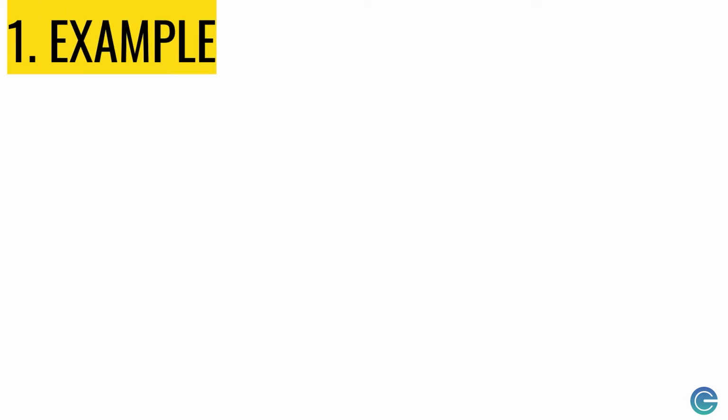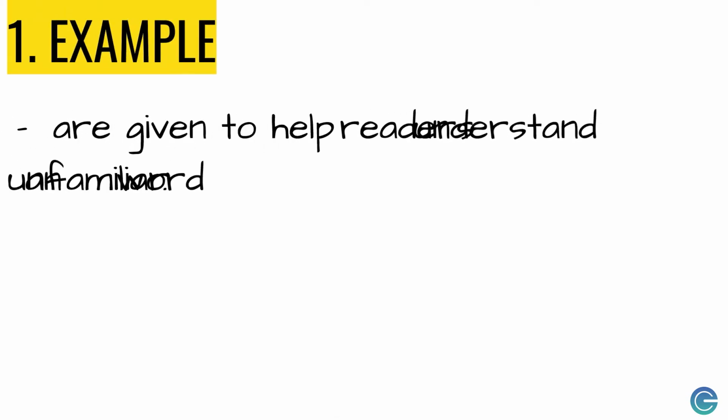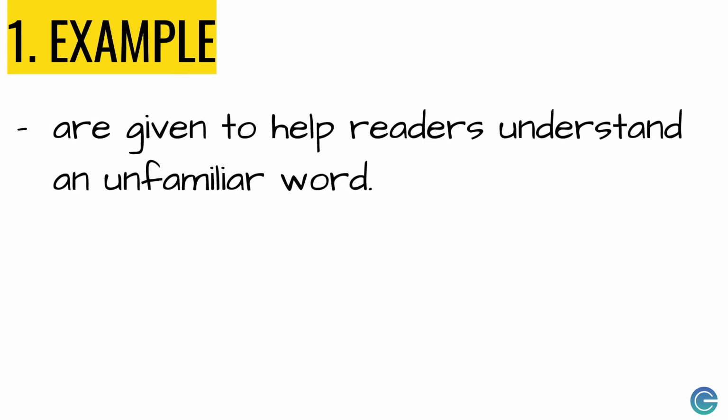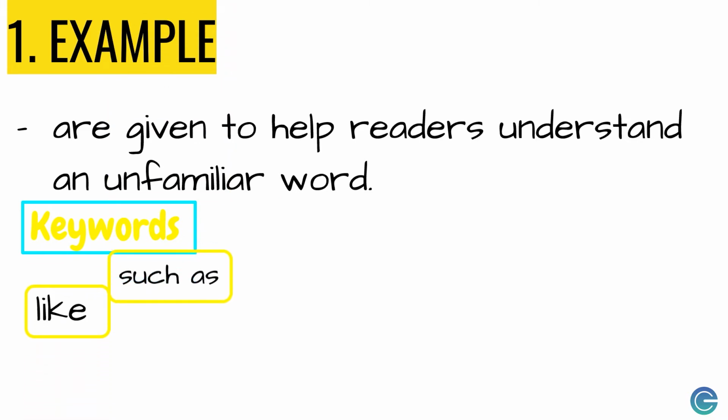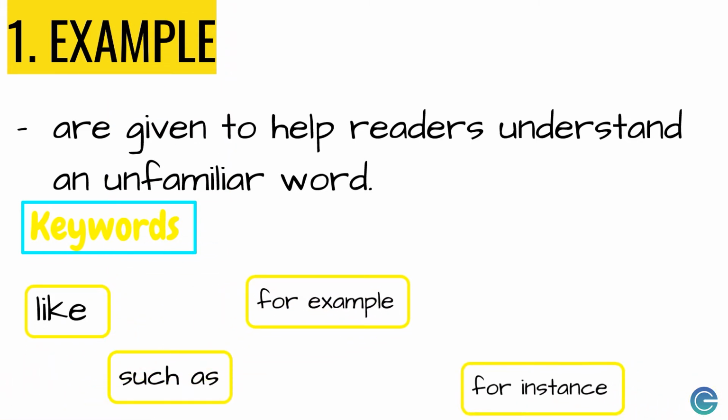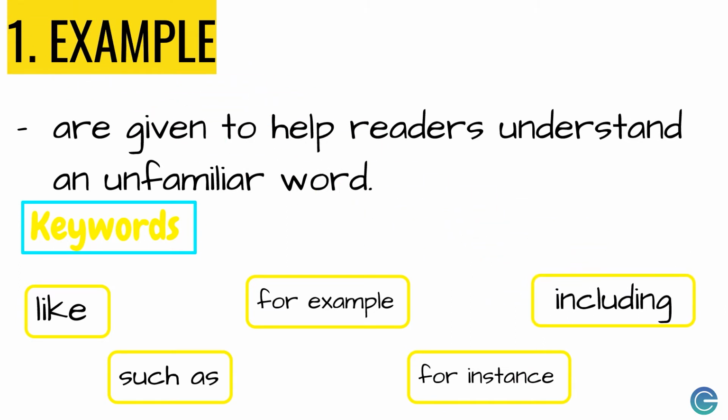Number 1, example. There are instances wherein examples are given to help readers understand an unfamiliar word. Keywords such as like, such as, for example, for instance, and including indicate that the sentence has examples as context clues. Let's take a look at the following example.